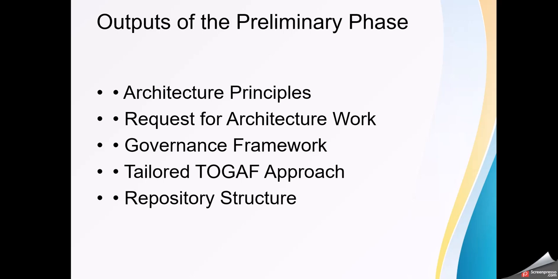So what will be the output of the preliminary phase? You will get your architecture principles, since you defined them. Then you will get the request for architecture work. Then you will get the governance framework. Then you will get the tailored TOGAF approach and your repository structure. Whatever you have identified or defined will be given as output from the preliminary phase. It will be directly given as an input to the architecture vision.